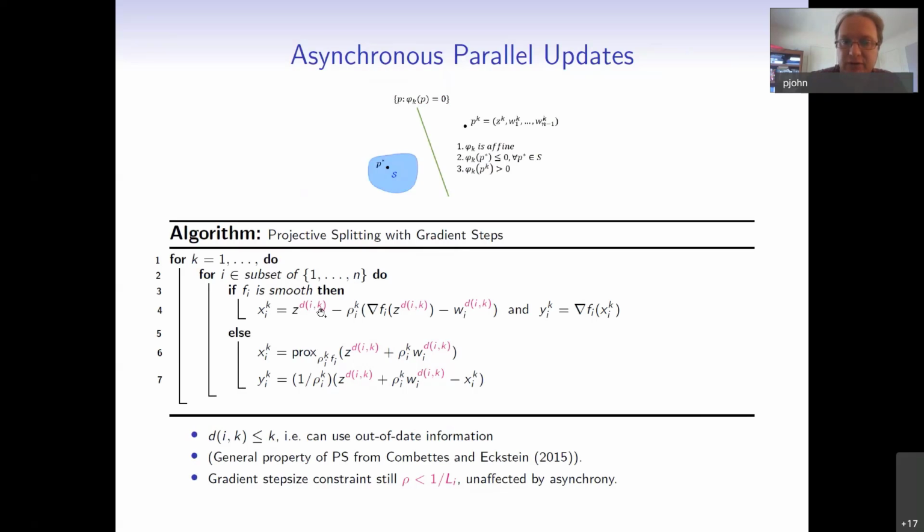So that's kind of a nice feature. We haven't actually implemented this in parallel yet. I'm working on that right now, but at least in theory, that's a great benefit to have. Another nice thing about that is that the step size constraint remains 1 on L. It doesn't get worse. If you have more asynchrony, you don't have to make up for that by using a smaller step size.